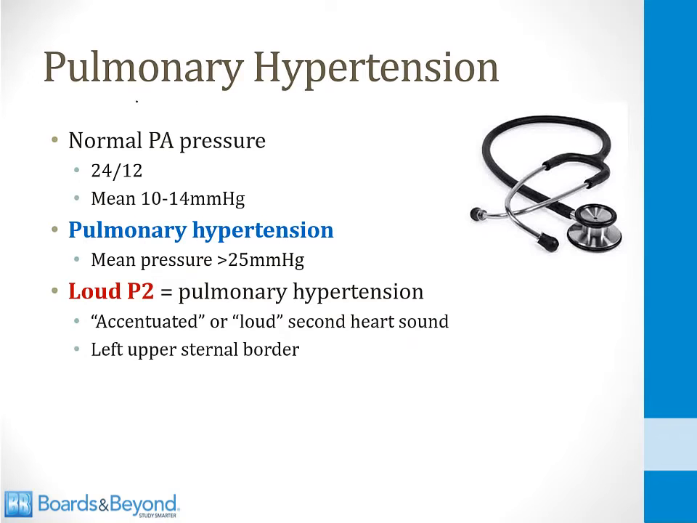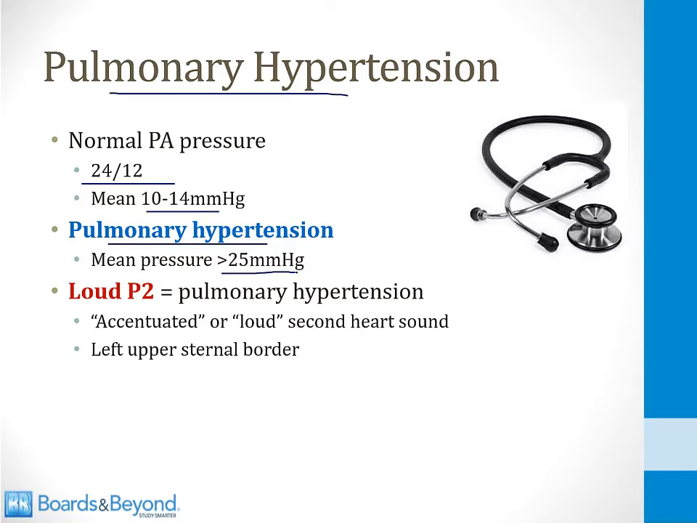For the rest of this video, I'm going to talk about pulmonary hypertension. So the normal pulmonary artery pressure, as I mentioned earlier, is about 24/12, with a mean pressure of around 10 to 14. The definition of pulmonary hypertension is a mean pulmonary artery pressure greater than 25 millimeters of mercury.